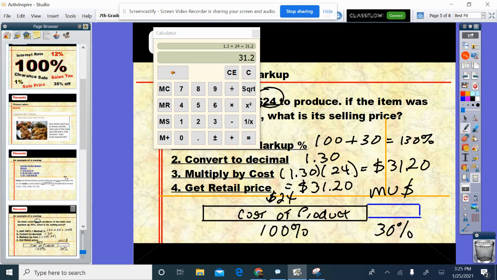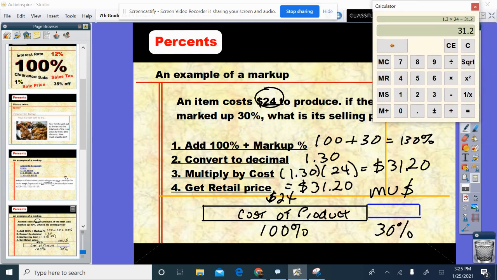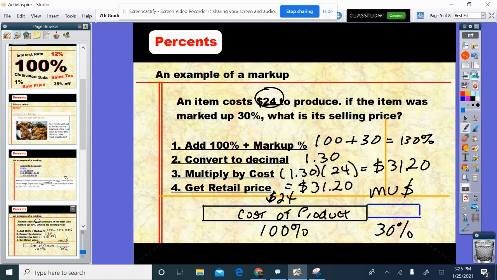$31.20. So this is one way. I'm going to show you another way in a moment of how you can find the markup by just adding 100%, which is the cost in percent of the item, plus the markup percent that you're adding to it. For example, again, $24 to produce it, we're selling it for $31.20. Now let me show you another way of looking at this.